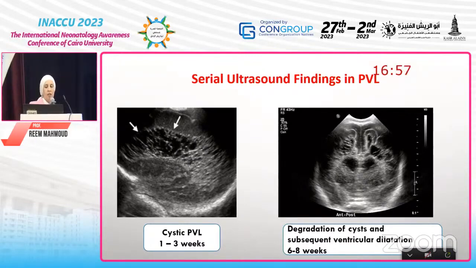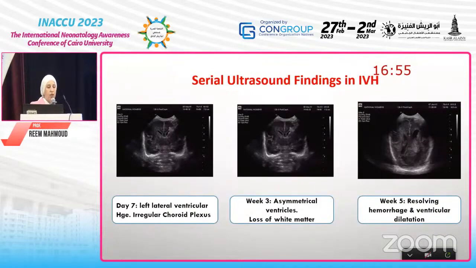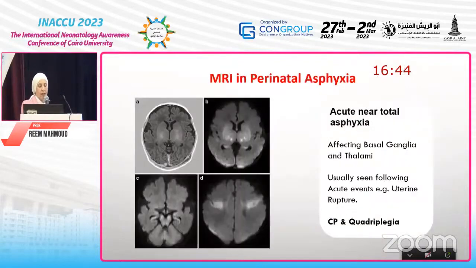This cranial ultrasound done in the first week of life shows cystic periventricular leukomalacia, repeated again on day 6 of life showing ventricular dilatation. On day 7, this cranial ultrasound shows hemorrhage in the left ventricle. Five weeks later, it shows a resolving hemorrhage and ventricular dilatation due to hydrocephalus. MRI is very sensitive in detecting hypoxia.